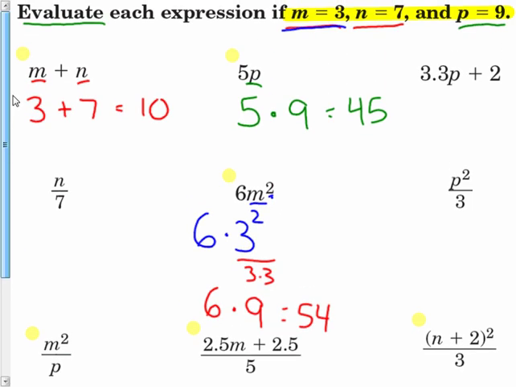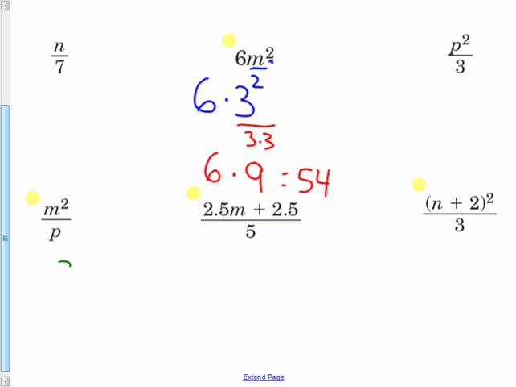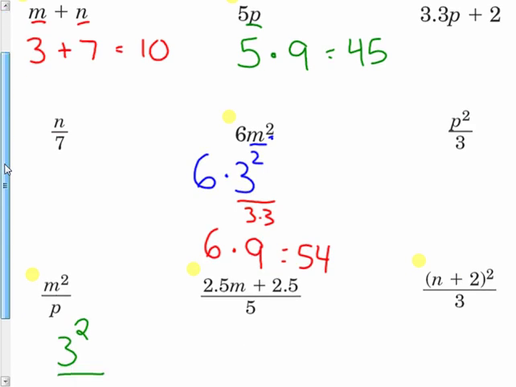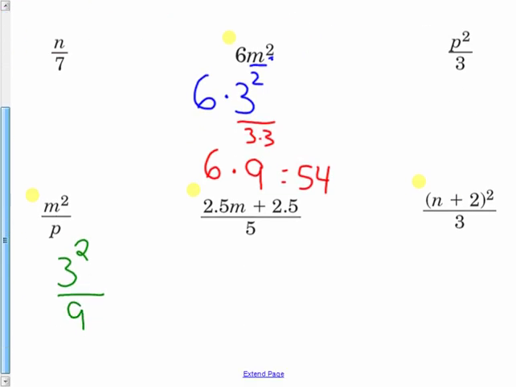If I go back up, m squared, I know m is equal to 3 in my direction, so I have 3 squared, fraction bar, and I know p, going back up, equals 9. So I have 3 squared, fraction bar 9. Now the first thing I'm going to remember is that I do exponents first. So I have 3 squared is the same thing as 3 times 3, and I know 3 times 3 equals 9. I have 9 fraction bar 9.